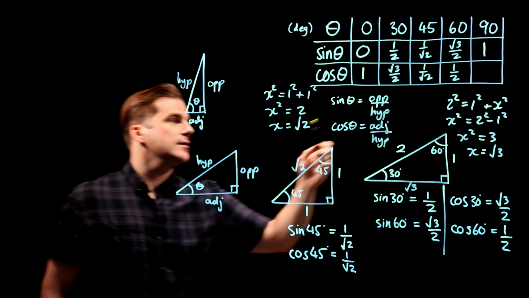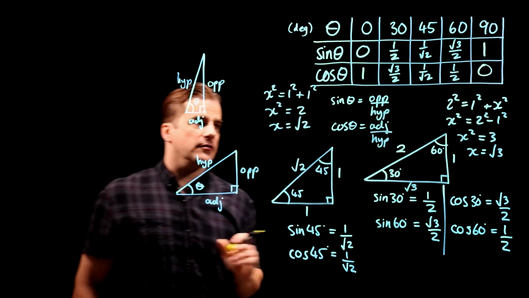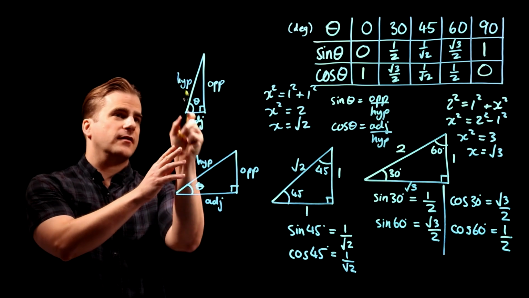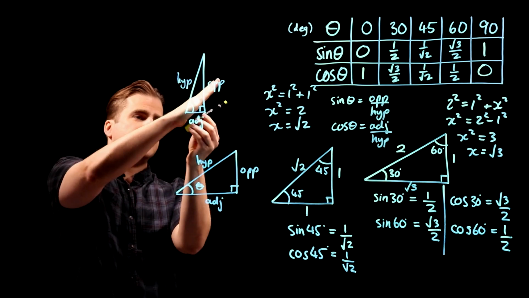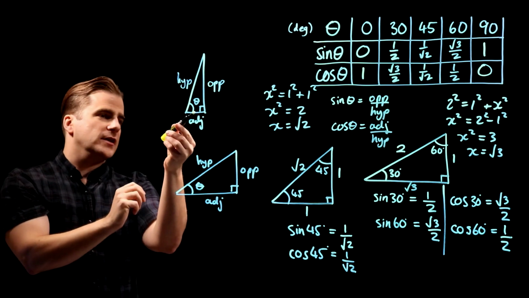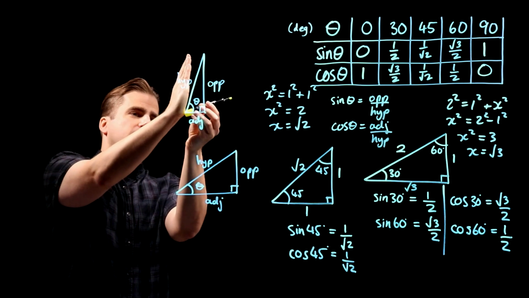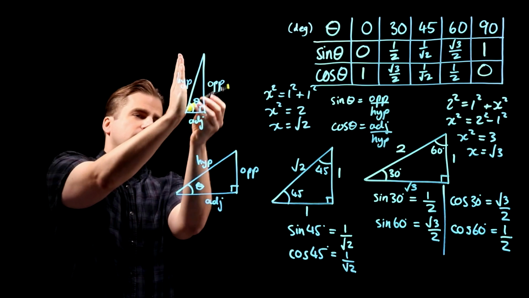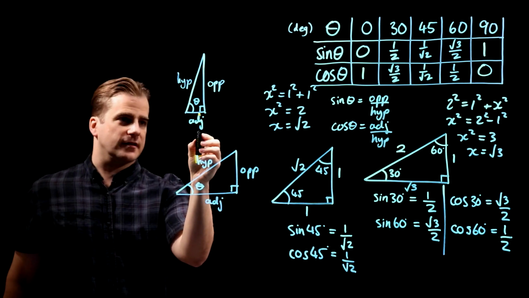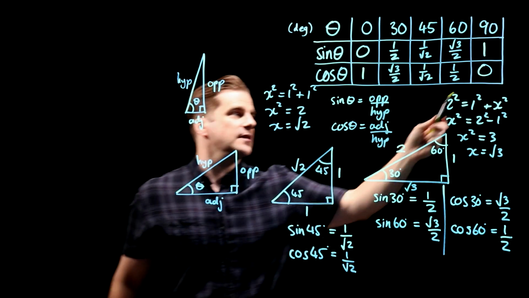And again here, when theta is 90, that's going to be 0. The adjacent over the hypotenuse: as theta's getting bigger and bigger, the adjacent's getting smaller and smaller. And when theta hits 90, the adjacent has disappeared, the adjacent is 0. So 0 divided by hypotenuse is 0.